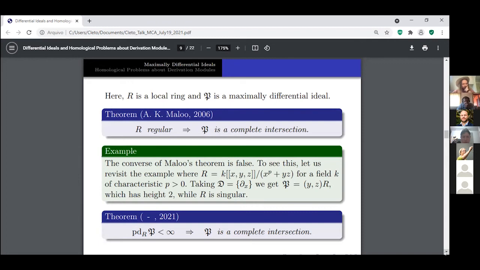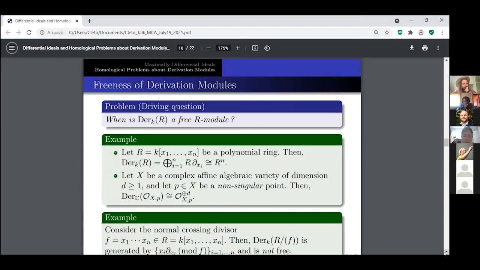So we'll still be interested in considering freeness of the derivation module, or, I mean, the finiteness of its projective dimension, but no longer involving the maximal differential ideals. That's the difference between the first and second parts. So now we raise again this driving question: when is the derivation module free over R? Of course, this is possible, as everybody knows.